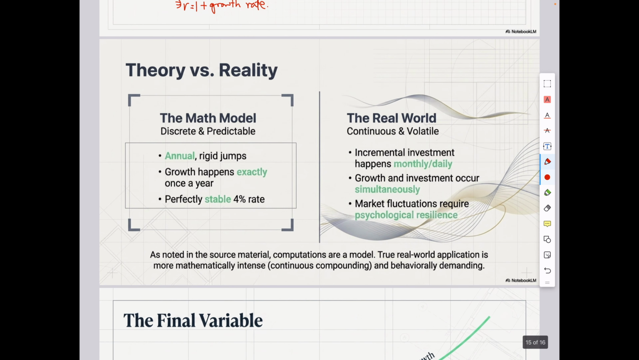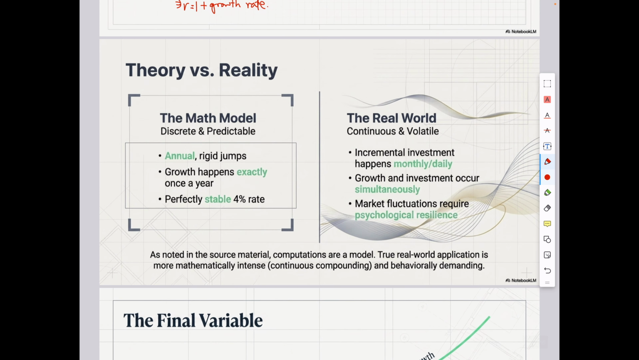So in theory versus reality, the math models are discrete and predictable. It is an annual amount that jumps because you put in things at the start of the year or end of the year, up to you. The growth happens exactly once a year, but it may not happen so in a volatile market or in a usual market where it goes up and down over the years. It's perfectly stable for our case of 4%, which is not the usual case.